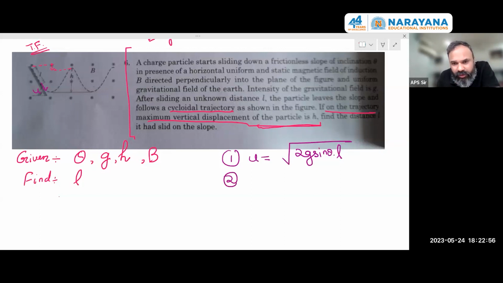And I also know that at this point the normal reaction N becomes 0. And this B is in the cross direction that is given to you. So basically, mg cos theta at that point has balanced QuB. So that is my second equation, which I can write here, because of which normal reaction became equal to 0. Now comes the interesting part.